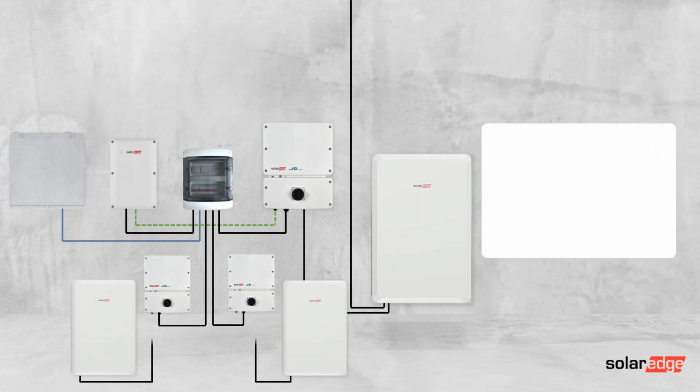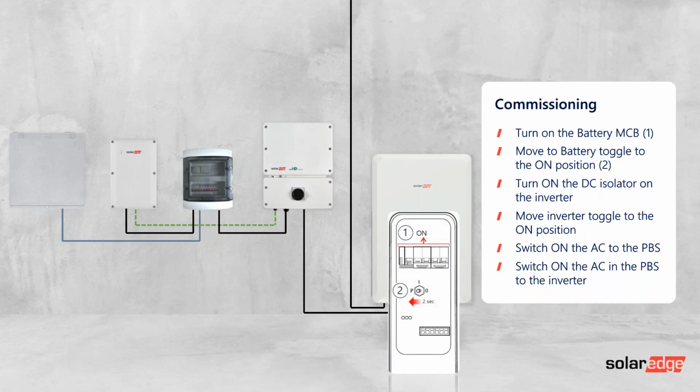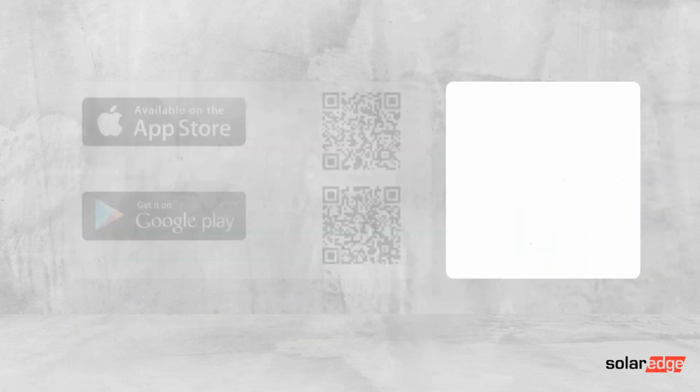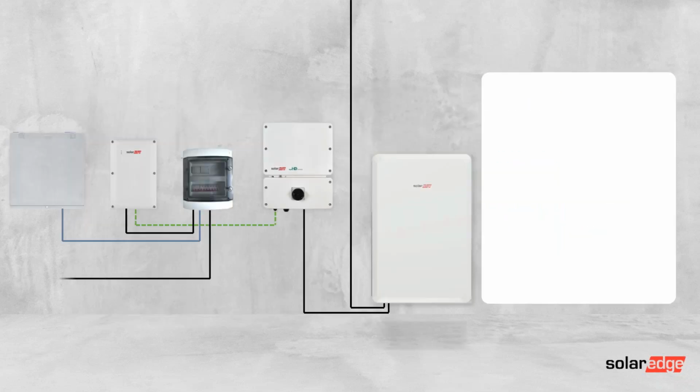And then if you wanted to, obviously you can add additional batteries onto those inverters as well. And then just go through the normal process. You just basically turn everything on in the order which makes sense, and then just commission as usual through setup. So nice and straightforward. Then wiring the loads.